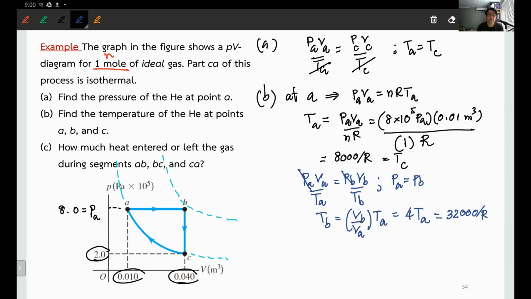Now, I think the toughest part is part C. You can think of part A and part B to be just equation of state application. You just apply gas law. It's an ideal gas, so PV equal to nRT, and PV over T stays constant. Now, the question regarding the first law of thermodynamics is part C. How much heat entered or left the gas? So it means they want to find the sign of the Q as well, during segments A to B, B to C, C back to A. So they all need all segments.